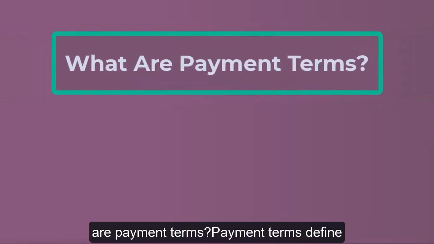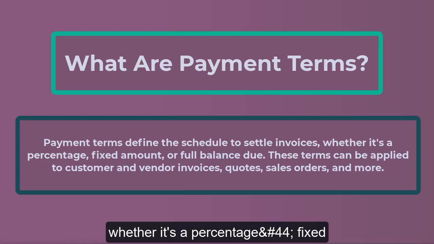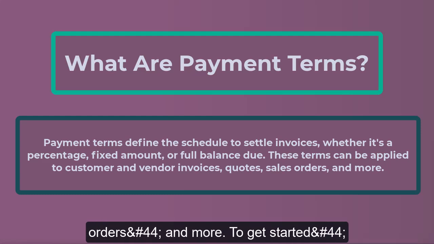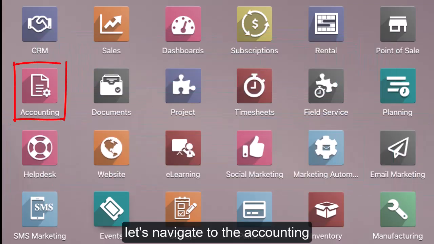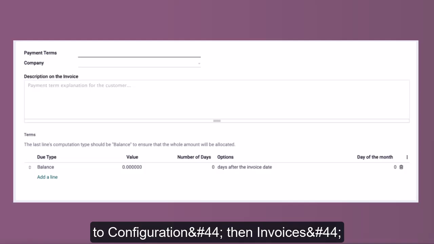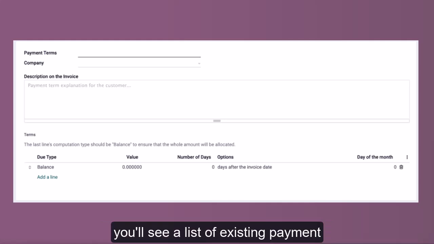What are payment terms? Payment terms define the schedule to settle invoices, whether it's a percentage, fixed amount, or full balance due. These terms can be applied to customer and vendor invoices, quotes, sales orders, and more. To get started, let's navigate to the Accounting application in Odoo. Once there, go to Configuration, then Invoices, and select Payment Terms. Here, you'll see a list of existing payment terms that you can view or edit.